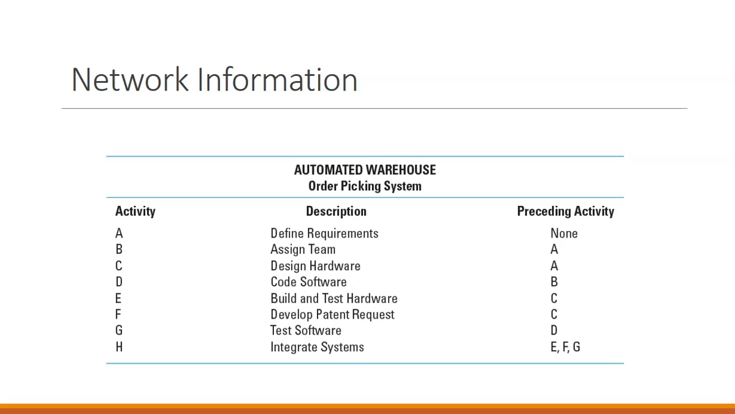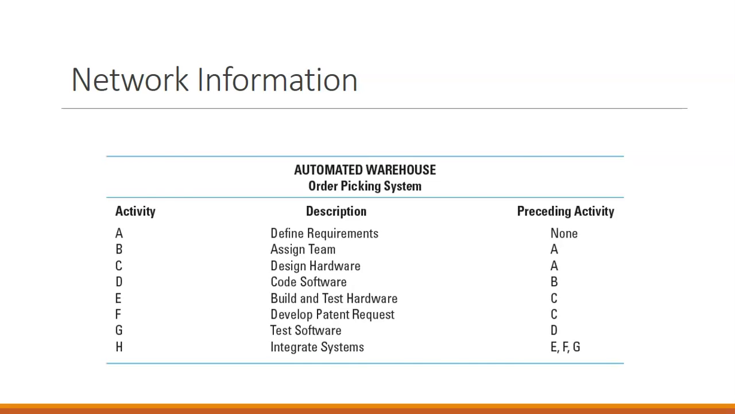So in this example, we have a list of activities and then what the preceding activity is. For example, we see that there's no preceding activity for A. So A would be the beginning of our activity. Then we can work on B and C. So we can assign the team and design hardware once A is complete. So A feeds to both B and C.